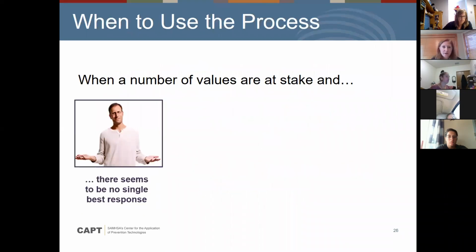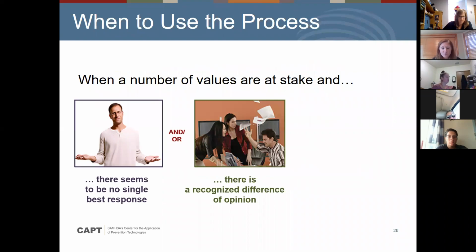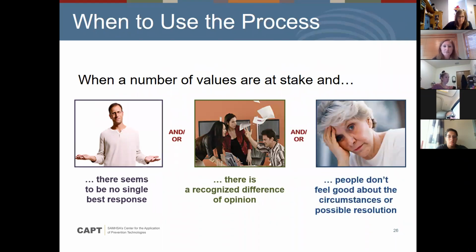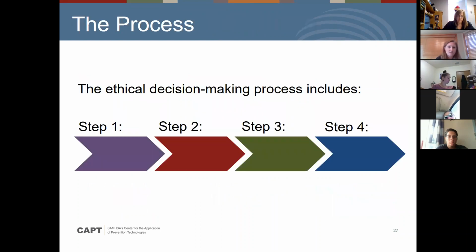When to use the process. A few things to look at: when a number of values are at stake and there seems to be no single best response, or there is a recognized difference of opinions between colleagues, or people don't feel good about the circumstances or possible resolution. Hopefully the steps we're going to go through will help when we're in these sorts of situations.